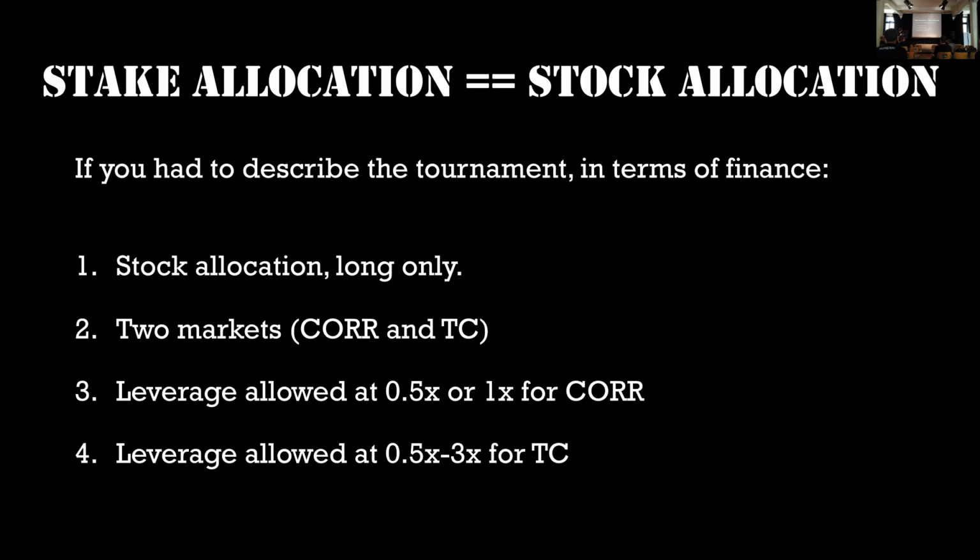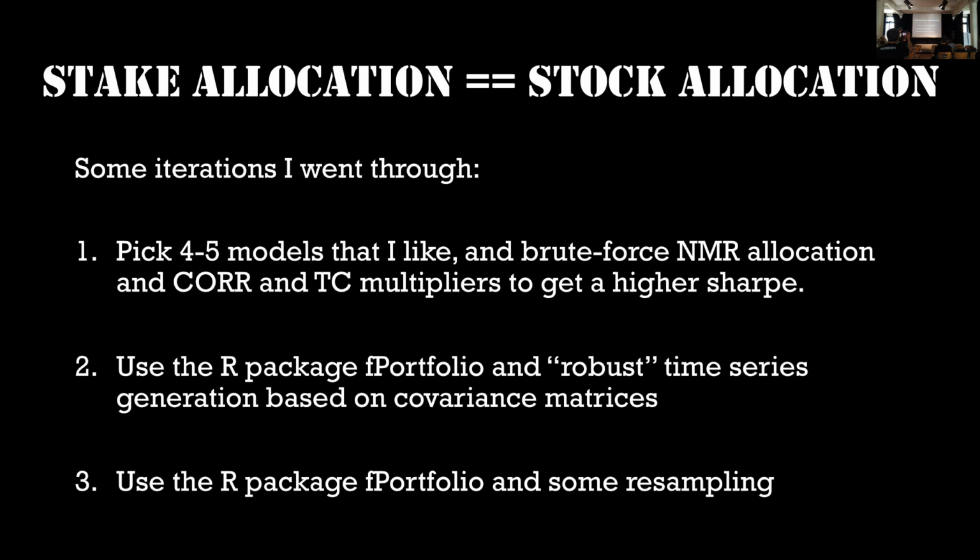The problem of stake allocation is basically the same as stock allocation. In terms of finance, it becomes a long-only kind of stock allocation. You have two markets, Core and DC, and you have different versions of leverage allowed for both of these tournaments. That's fairly straightforward. So the first one I did was just in the language I've been using for everything, which is Clojure. It's a Lisp on the JVM. I just brute forced it: pick four or five models that I like, then brute force different NMR allocations and Core and DC multipliers, and look at what Sharpe I get out of this if I combine these things.